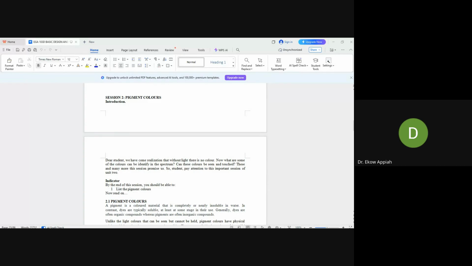Let's take the last one, the tertiary color. We are going to exhaust almost all the information on unit 2. You're going to exhaust it today. Yes, the last one, please.